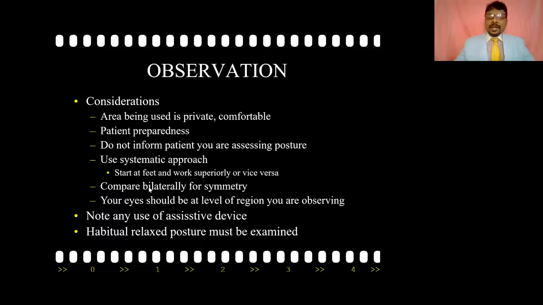Did he come independently or dependently, or maybe with a walker, a cane, a stick, in a wheelchair, or on a stretcher? So how the patient comes to the clinic, we have to rule out. And also one thing, did he come with any assistive devices? Assistive devices means any crutch, stick, wheelchair, or any help from caregivers. So we have to check.